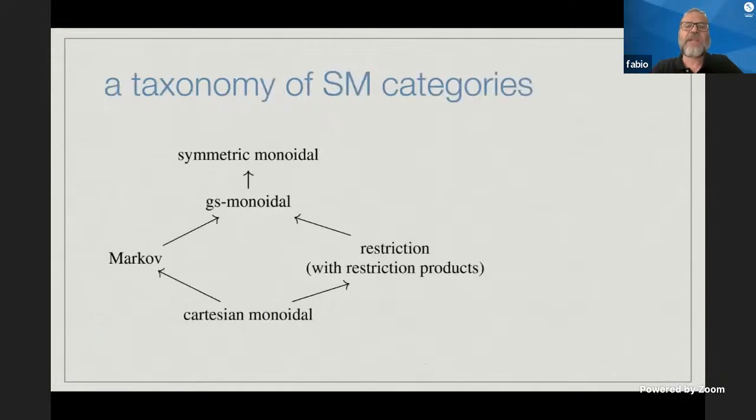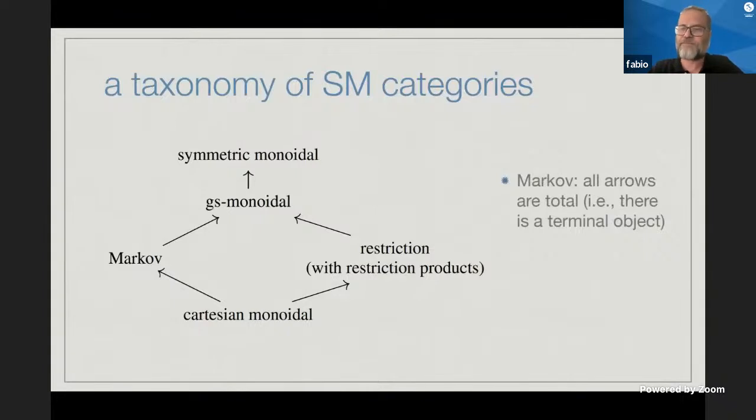Okay, very well. But I prefer to point out this taxonomy, which is again in the literature, but I don't know if it has been so clearly pointed out. That's to say, symmetric monoidal, gs-monoidal, and Cartesian, the one I already told you. Well, the point is that it is a Markov category if all the arrows are total, and it is a restriction category with restriction product if all the arrows are actually functional. Okay, I'll try to give more intuition why this occurs, but this is the key taxonomy.